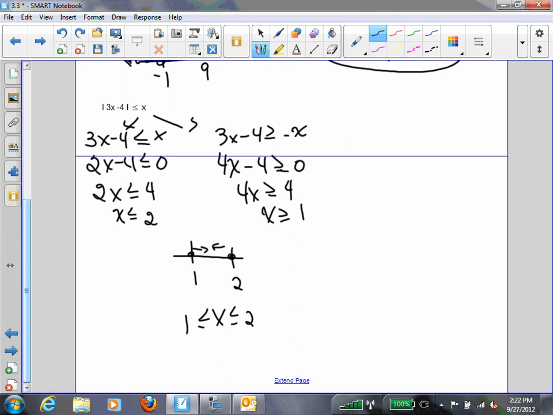Wait, where did you get the 2 from? Take the 4 over, divide by 2. No, when you went from 3x. Subtract, subtract. I'm just moving my x across the inequality by subtracting it. Think of it as just a regular algebra problem. Does that make sense? Was that a yes or a no?